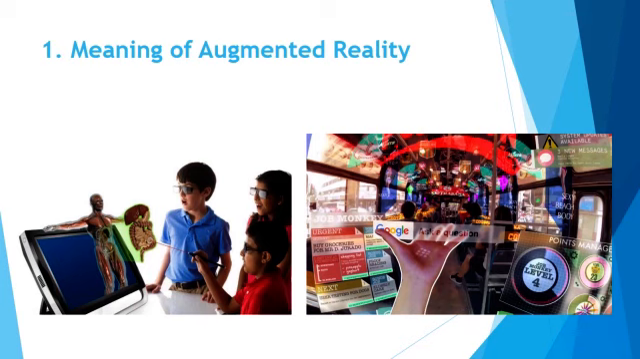Meaning of augmented reality. Augmented reality is a technology that expands our physical world by adding a layer of digital information to it. We can say that AR is the appearance of our real-world physical environment coupled with an object generated by a computer that changes the perception of reality.